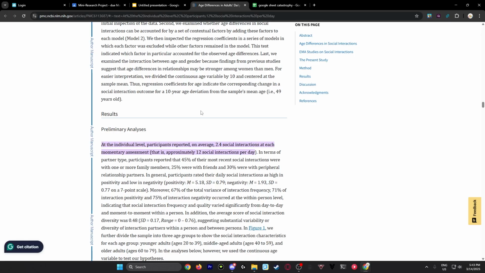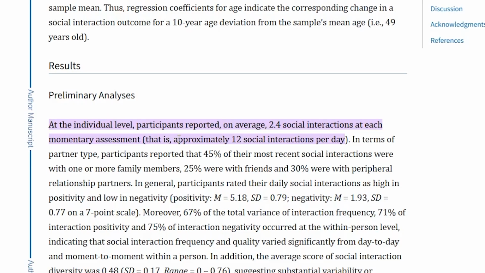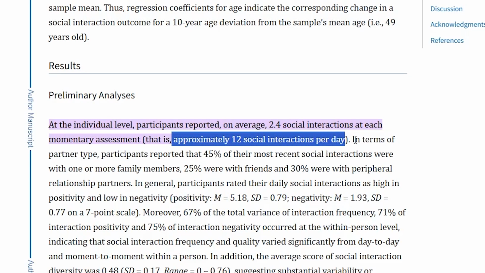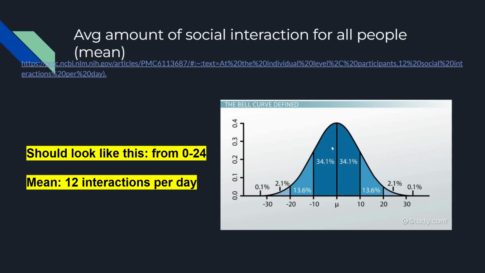And in this article, which was a more in-depth study of social interactions, we figured out that people who participated in the study reported approximately 12 social interactions per day. The middle right here represents at least 12 interactions per day. Okay, the mean. Now let's take a look at our data.